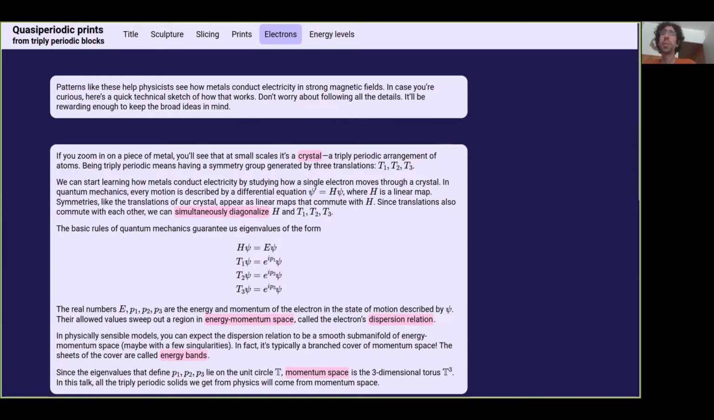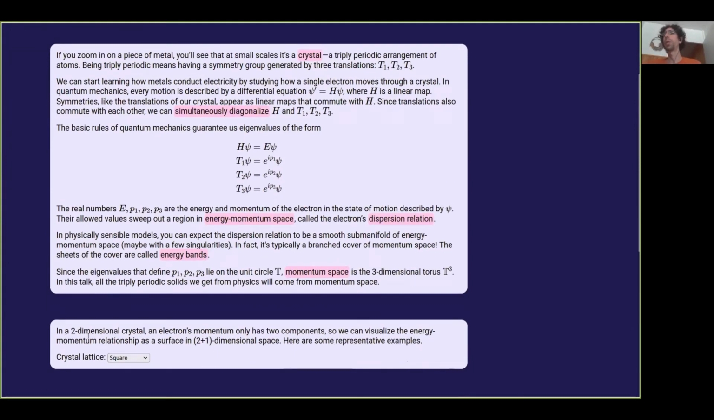So if you zoom in on a piece of metal, you'll see that at small scales, it's a crystal, a triply periodic arrangement of atoms. Being triply periodic means that you have a symmetry group generated by three translations, which are called T1 through T3. You can start learning how metals conduct electricity by studying how a single electron moves through a crystal. In quantum mechanics, every motion is described by a linear differential equation involving a linear map, H. And symmetries, like those translations of our crystal, appear as linear maps that commute with H.